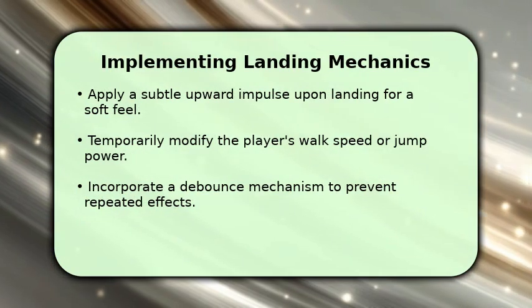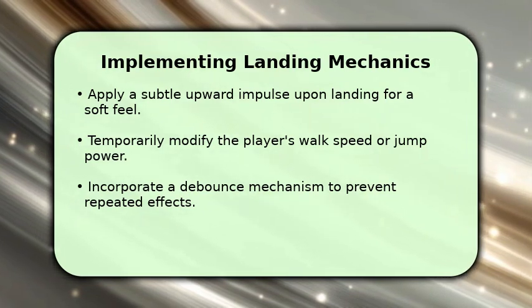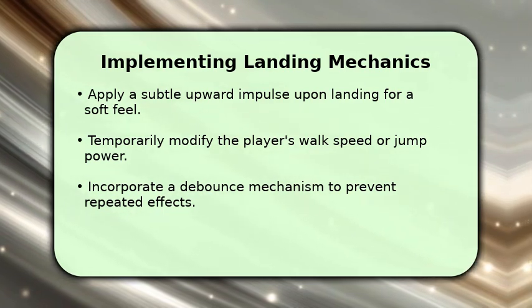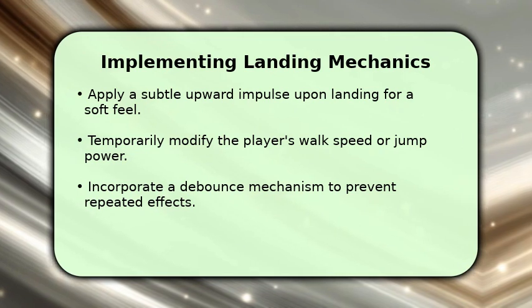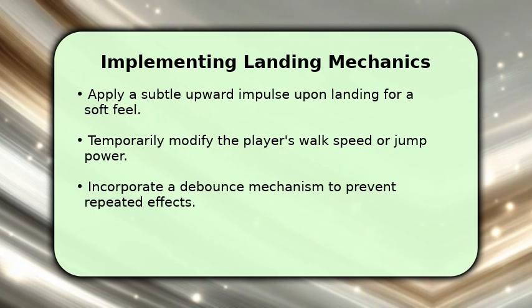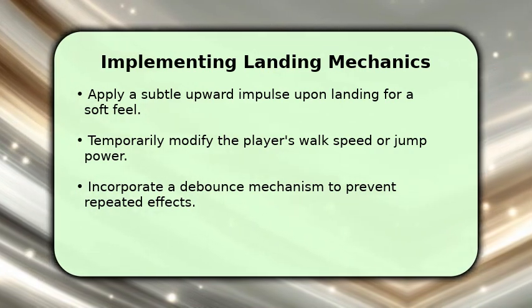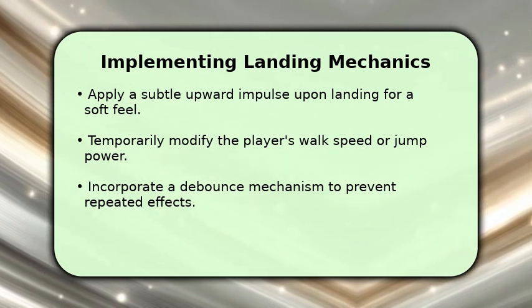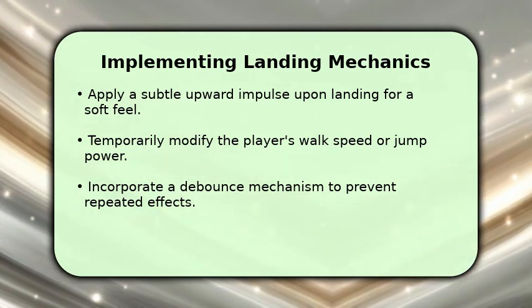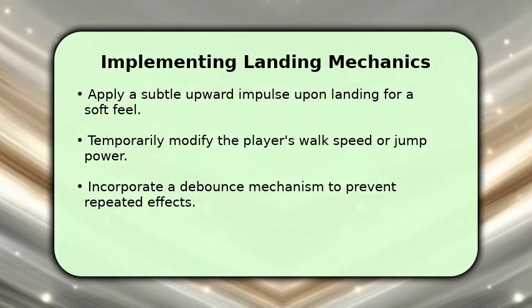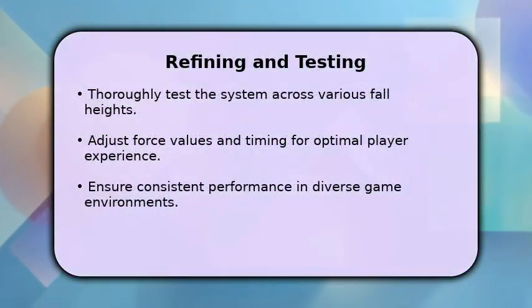Once a landing is detected, we will implement the mechanics. Consider applying a small upward impulse, perhaps a force of around 100 newtons, to create a soft landing sensation. You might also briefly reduce the player's walk speed by about 1/5 for a moment. Crucially, a debounce system, active for approximately 0.2 seconds, will prevent the landing effect from triggering multiple times during a single impact.